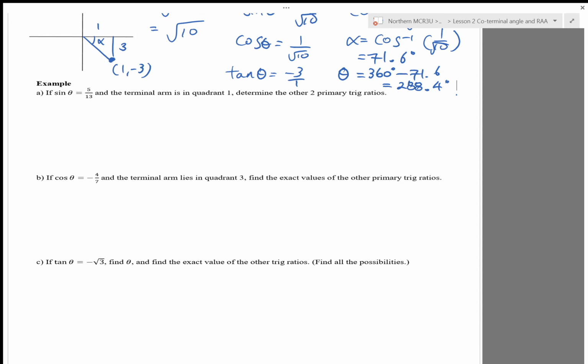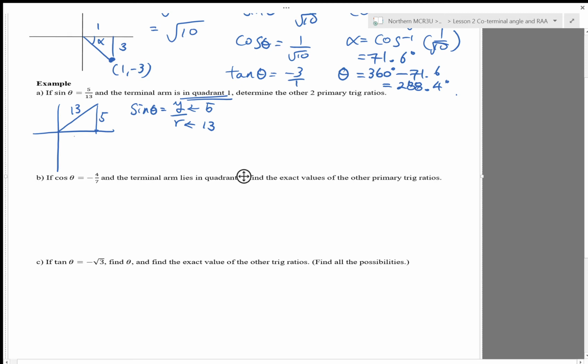Okay. Now, last example is just another step. If the sine theta is 5 over 13 and the terminal arm is in the first quadrant, now determine the other two primary trig ratios. So basically what it means is this. Sine theta is always y over r. So my y value is 5, my r value is 13, and it says the first quadrant, therefore my x is 12.